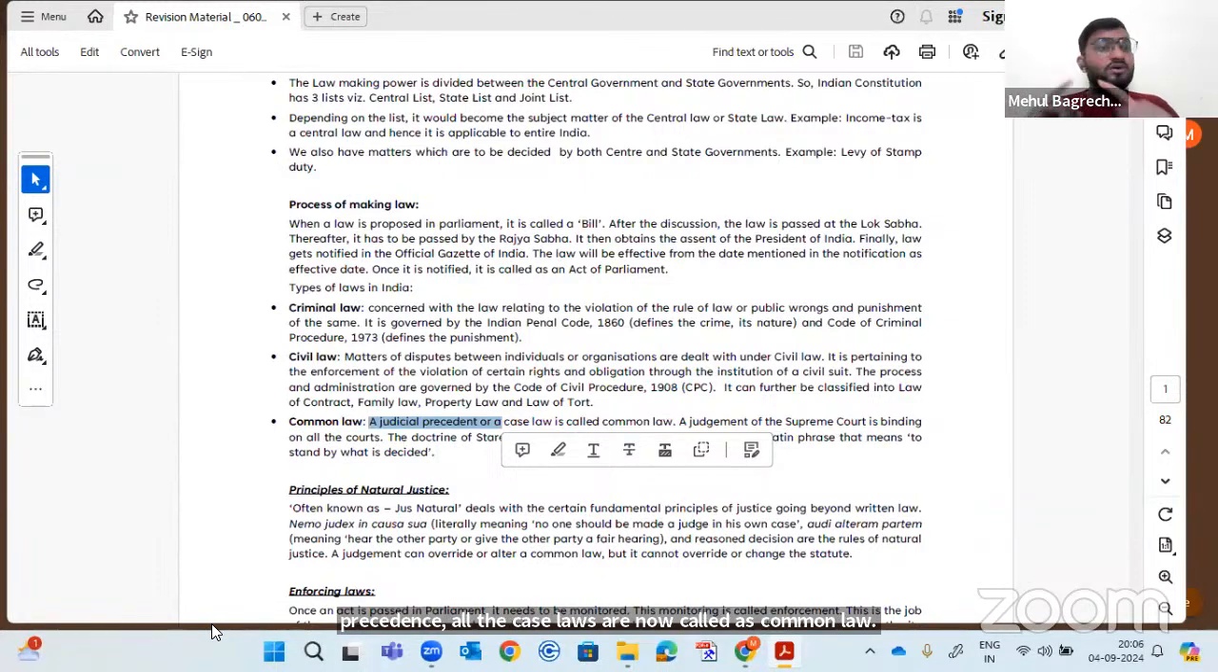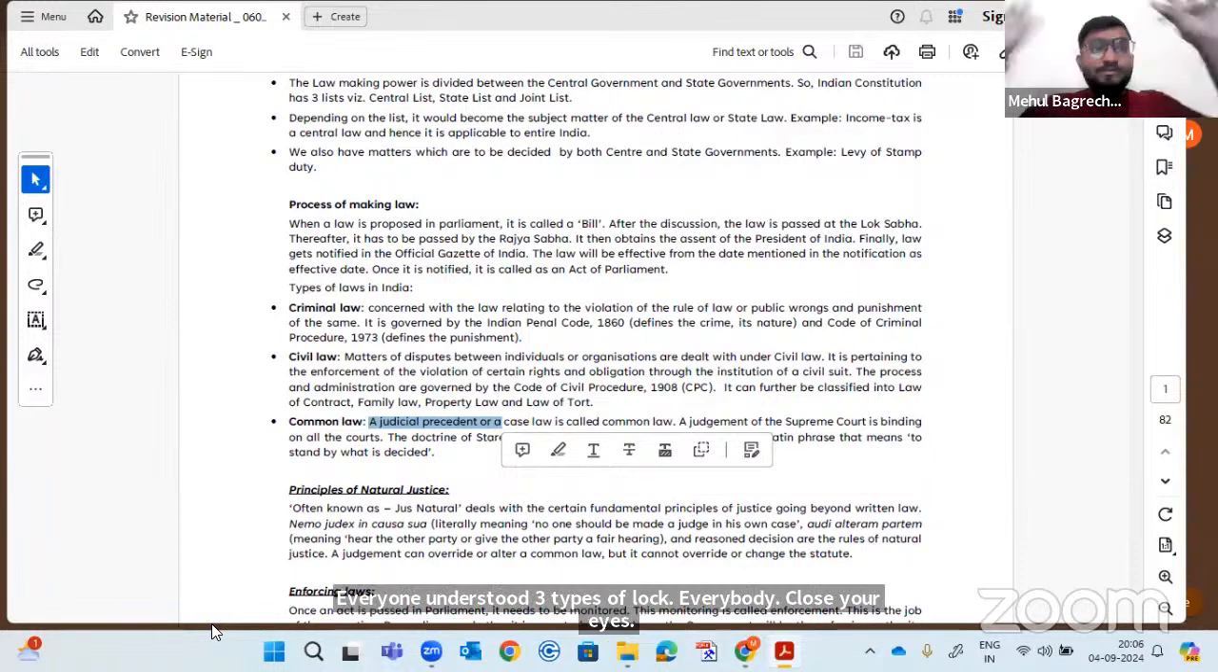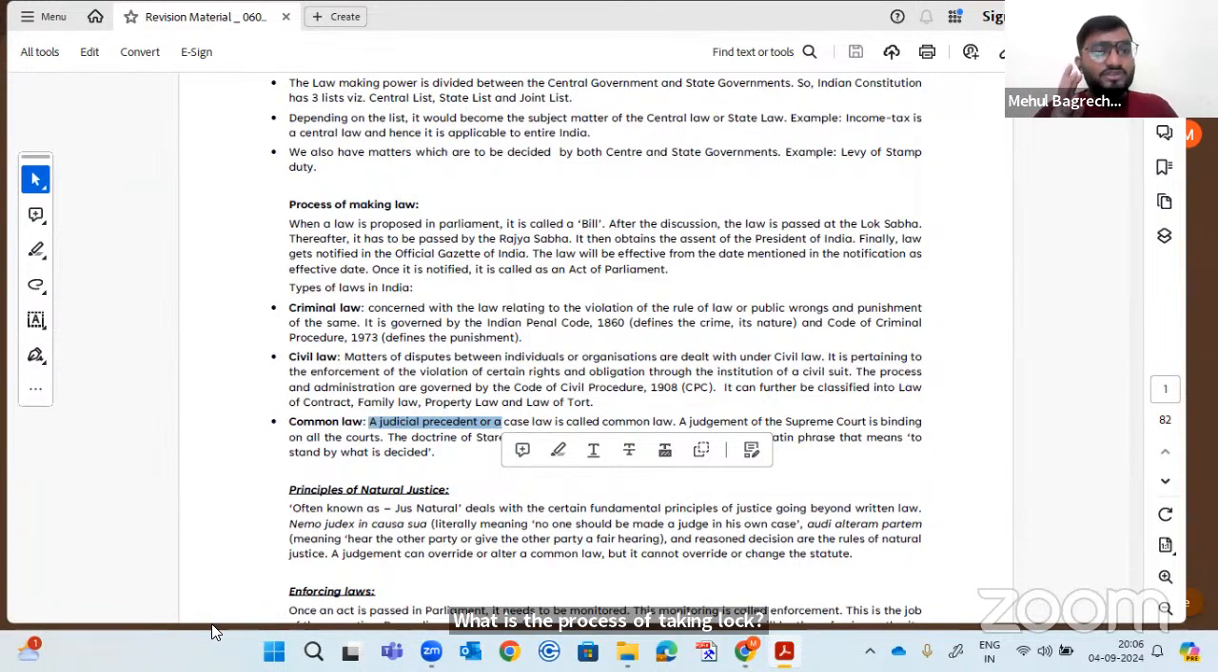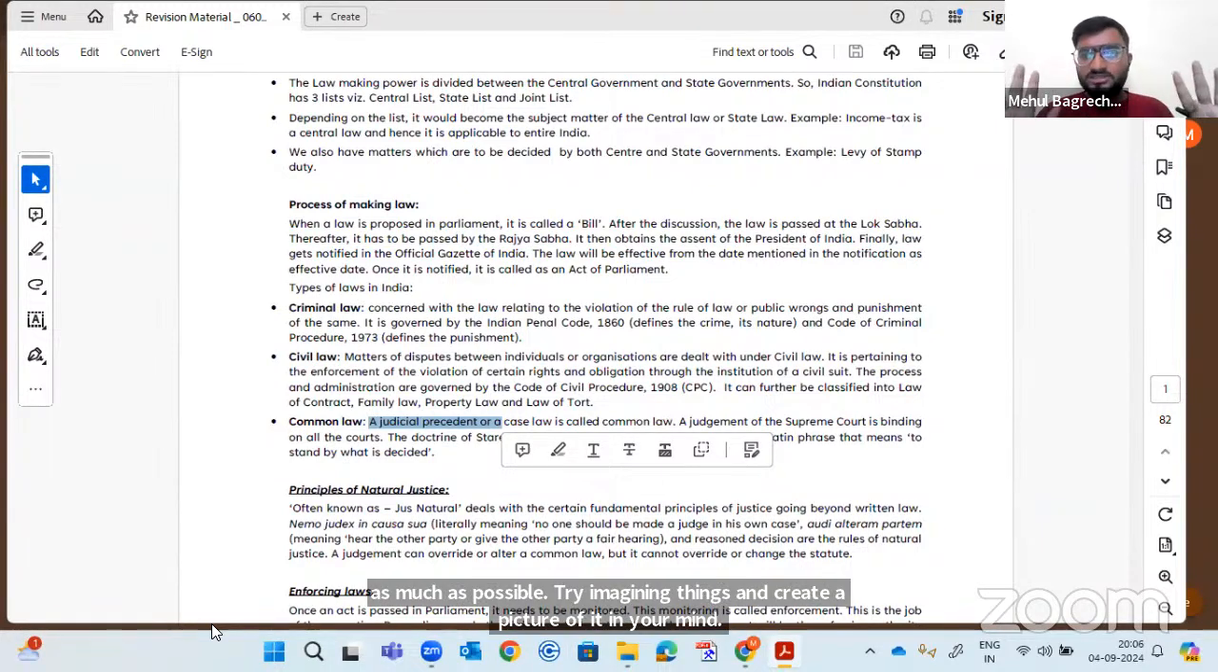Everybody, close your eyes. What is the process of making law? Parliament scene. What are the 3 types of law? Criminal law, civil law, common law. Simple, everyone. Understood? Yes, guys. Whether you believe it or not, our brains are tuned to remember things in a pictorial format. So as much as possible, try imagining things and create a picture of it in your mind. Easy to go about with your preparations then.